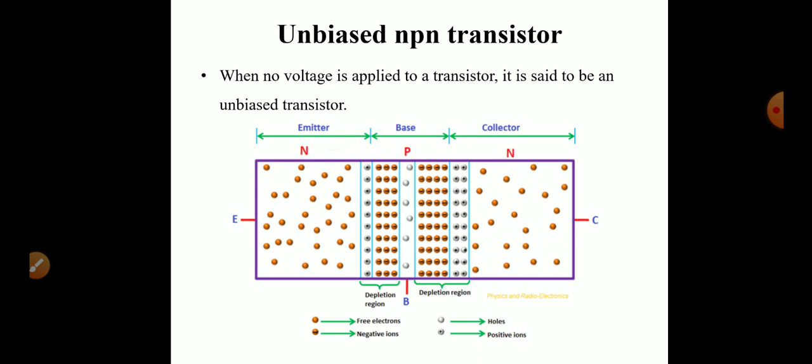And this unbiased transistor has no application. We can't use this unbiased transistor practically, because after a particular level there will be no recombination or movement of charge carriers in an unbiased transistor, so its application level is reduced.